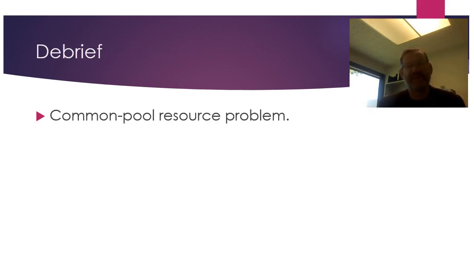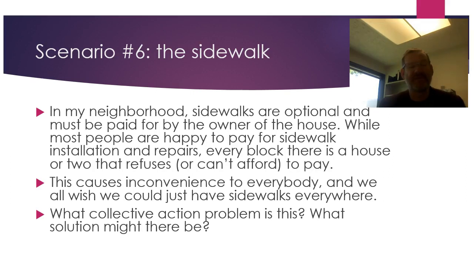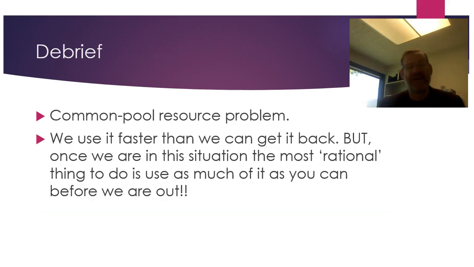Debrief. This is a common pool resource problem, right? Everyone gets access to it. There's no regulations, but it doesn't replenish fast enough. We use it faster than we can get it back. But once we're in this situation, the most rational thing to do is to use as much of it as you can before we all run out. And that's your debrief. Okay.